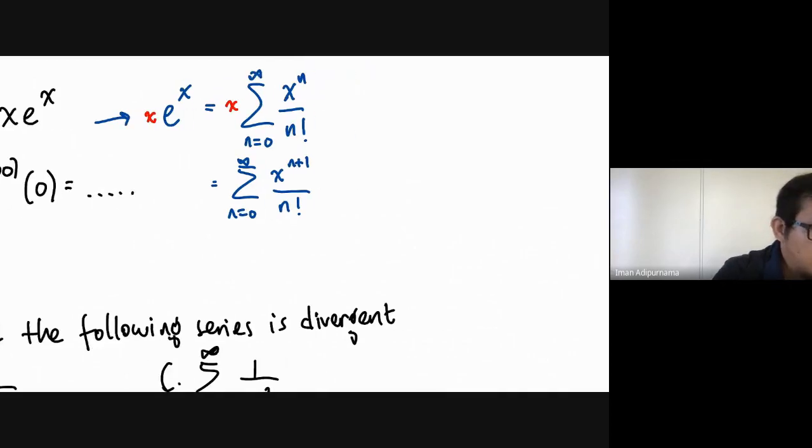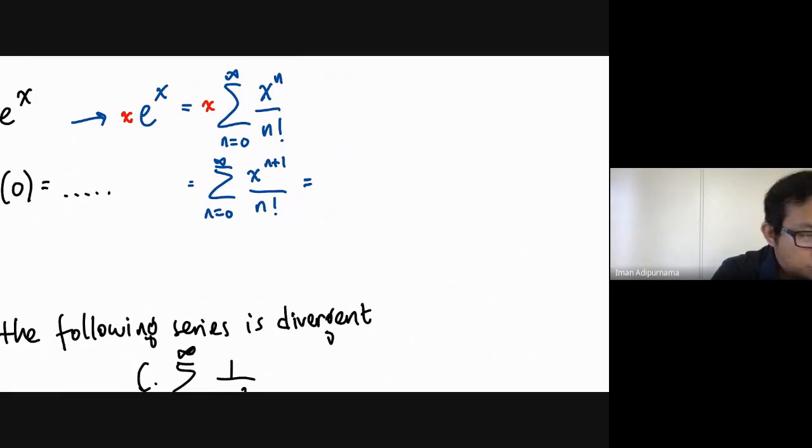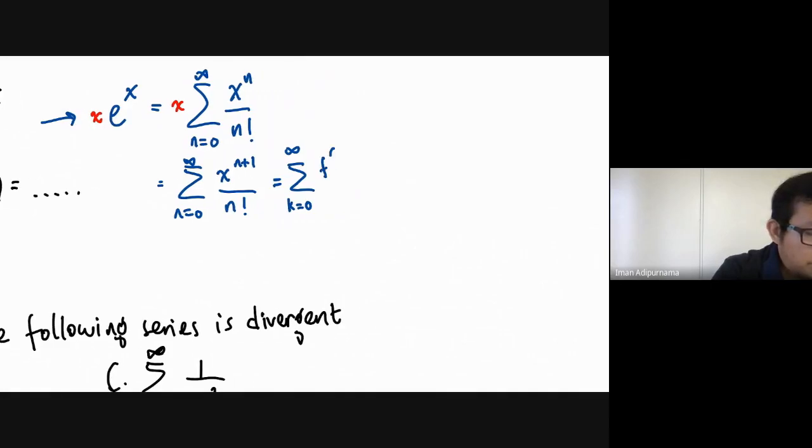Okay, let's write down our formula for the constant of the series. So this will be, let me write k instead of n to differentiate these two. So f and then k.